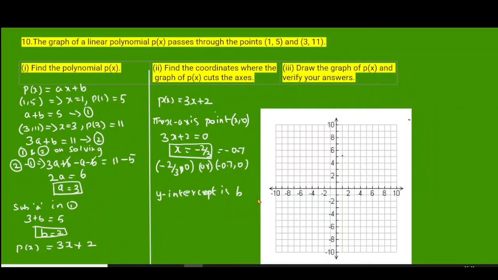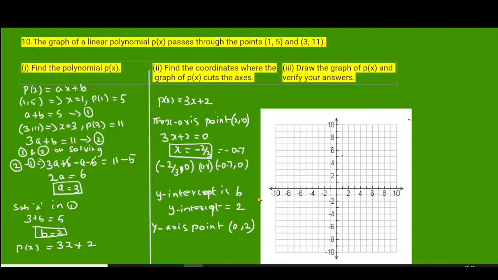So our b is 2. So the y-intercept here is 2, so the y-axis point is clearly (0, 2). Y-axis point (0, 2). The x-axis point is (-0.7, 0). Y-axis point (0, 2).